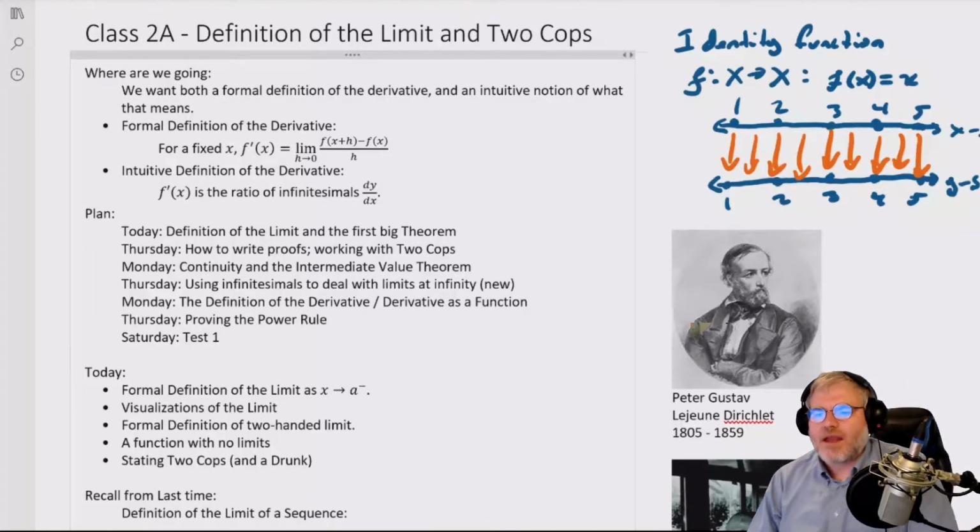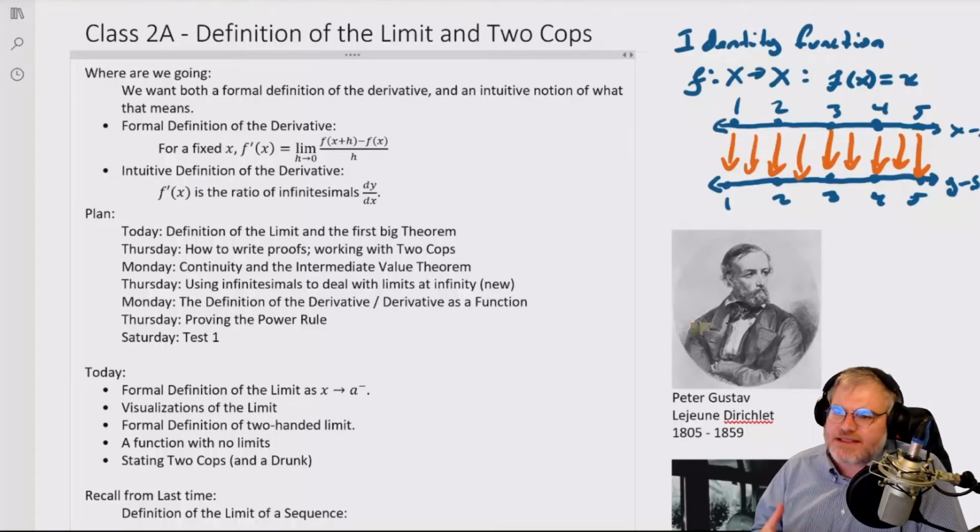There we go. So that's what it should look like. And I mentioned this last time. Remember, this was the stuff that's developed last. So what we're doing today, where we're going overall, is that we want this idea of a formal definition of the derivative and an intuitive notion about what that means.